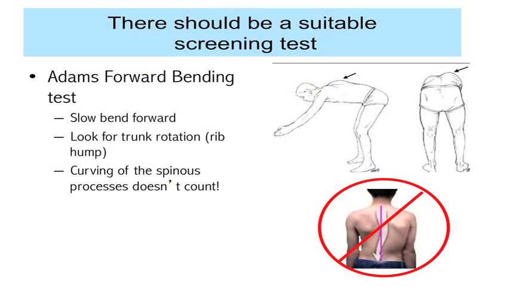The screening test that's done at school is called the Adams forward bending test. And it's done with a careful, trained eye. And the whole idea is not to look to see if the spine is crooked, because that's terribly misleading. You're trying to see if there's a rotational problem with the back.